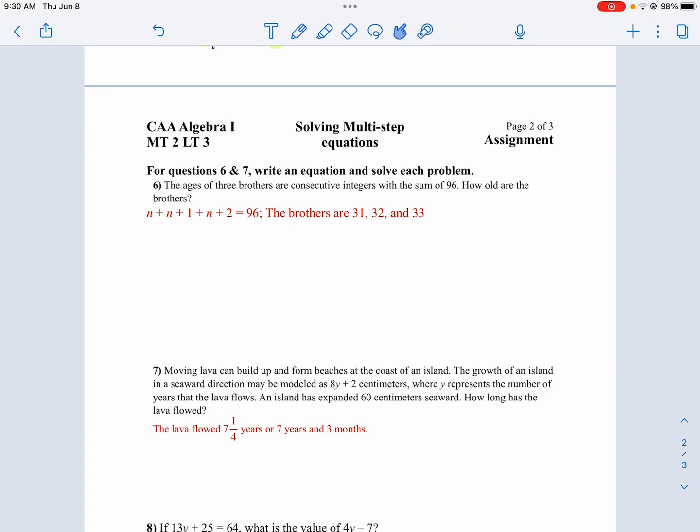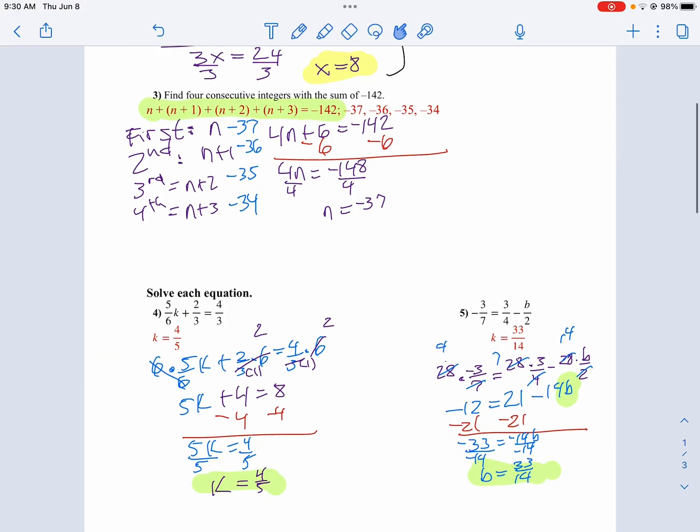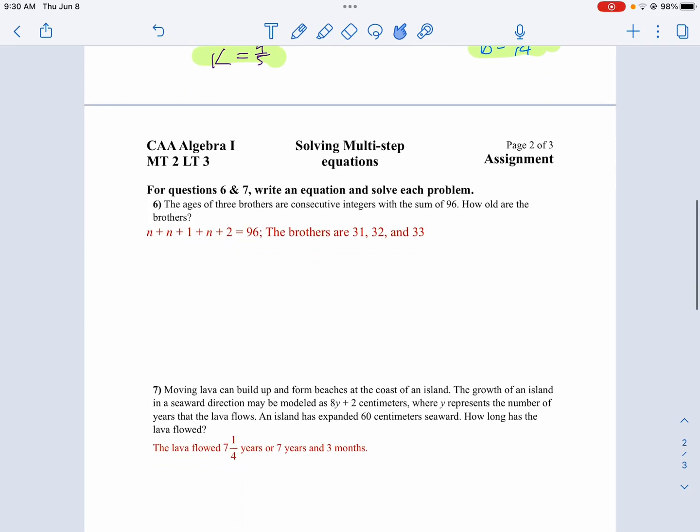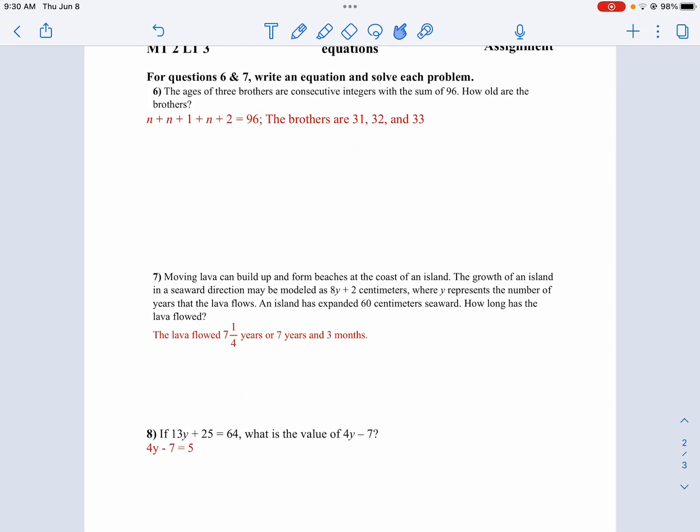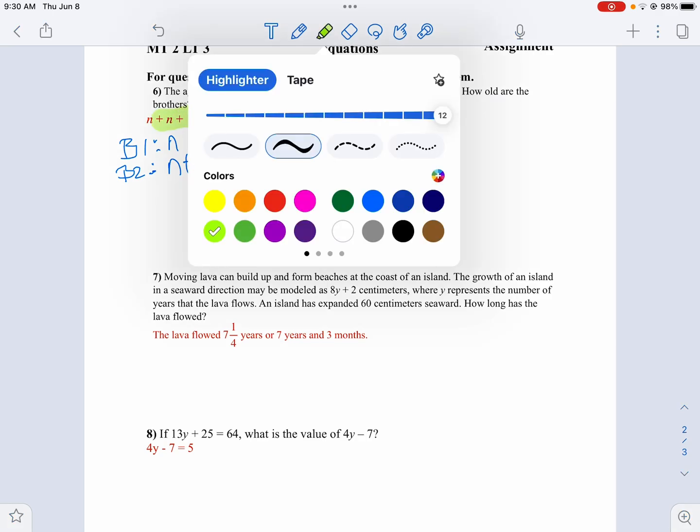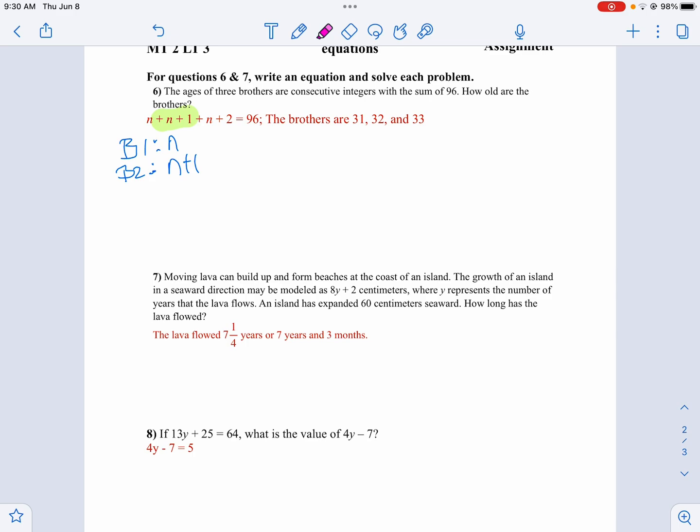Question number 6 is very similar to question number 3, except it's in an application form. We've got 3 brothers here, so I'll define my variable. I'll say brother 1, I'm going to call him n. Brother 2, they're consecutive integers, they're 1 apart, so he's n plus 1. That's where we get the n plus 1 in our equation from. And then brother 3 is going to be n plus 2.